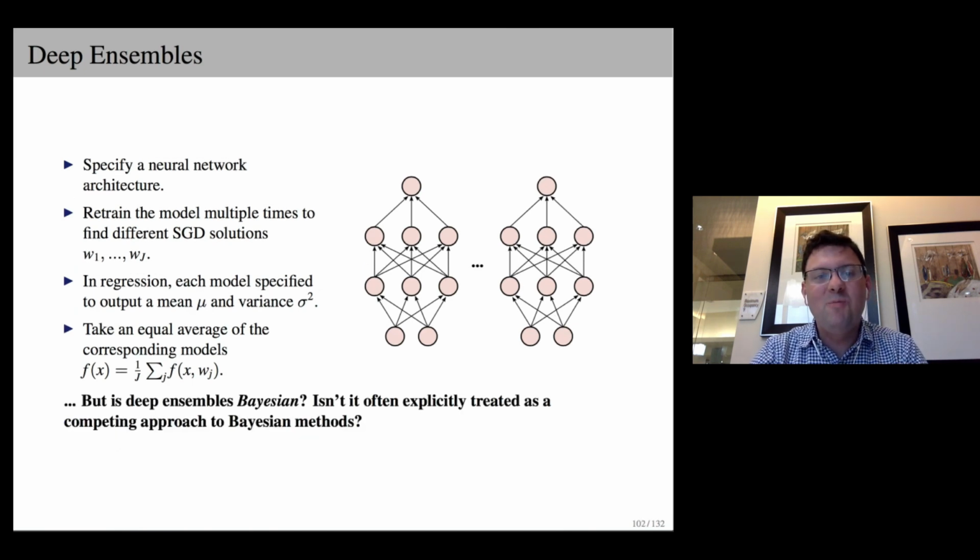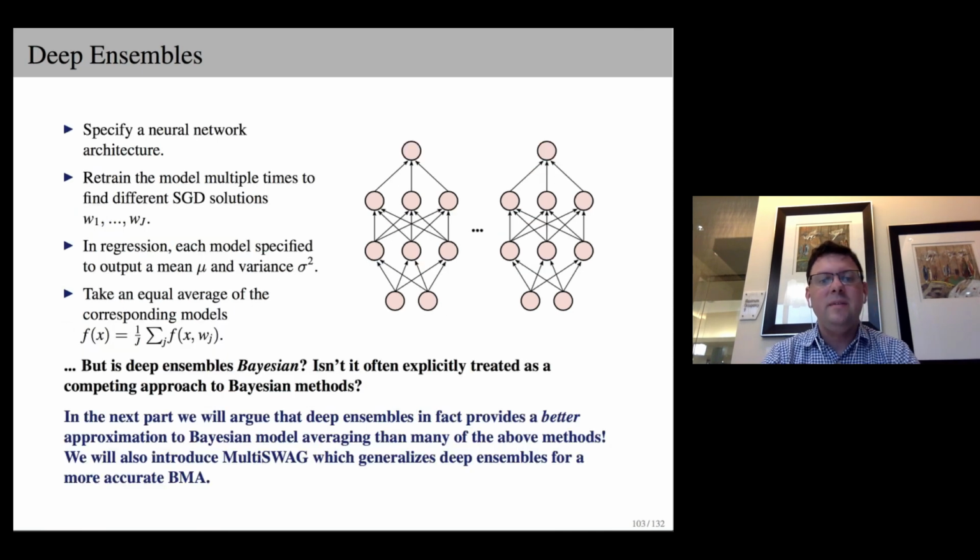So you might be wondering, why is deep ensembles in a section about practical methods for Bayesian neural nets? Are deep ensembles Bayesian? In fact, aren't they often explicitly treated as a competing approach to Bayesian methods? In the next part, part 4, we'll argue that deep ensembles in fact provide a better approximation to Bayesian model averaging than many of the methods that we've described so far that provide single basin marginalization. We'll also introduce an approach, multi-SWAG, which generalizes deep ensembles for even more accurate Bayesian model averaging.